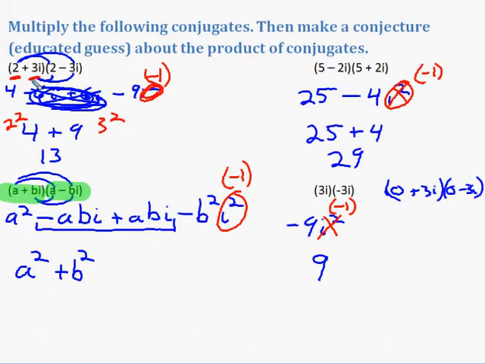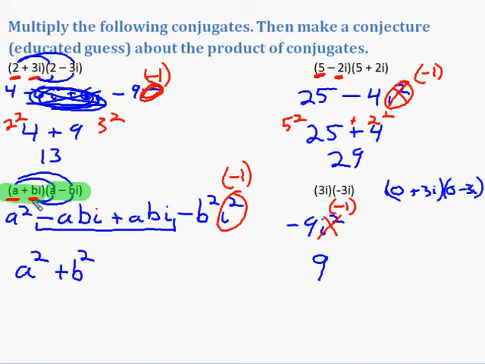Here we have a 5 minus 2i and a 5 plus 2i. We ended up with a 25. Well, that was 5 squared plus 2 squared. It's really obvious here that we ended up with an a squared plus b squared. And here we ended up with 9. The ones that are just an imaginary part, we can figure that out pretty easily.